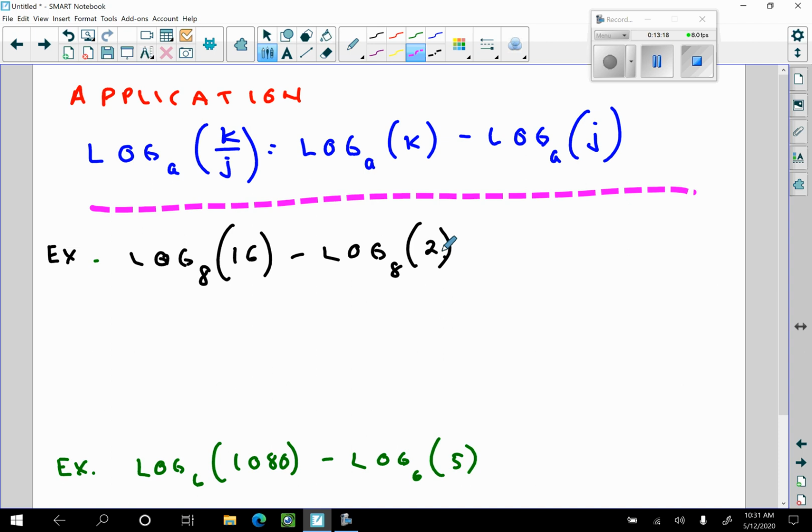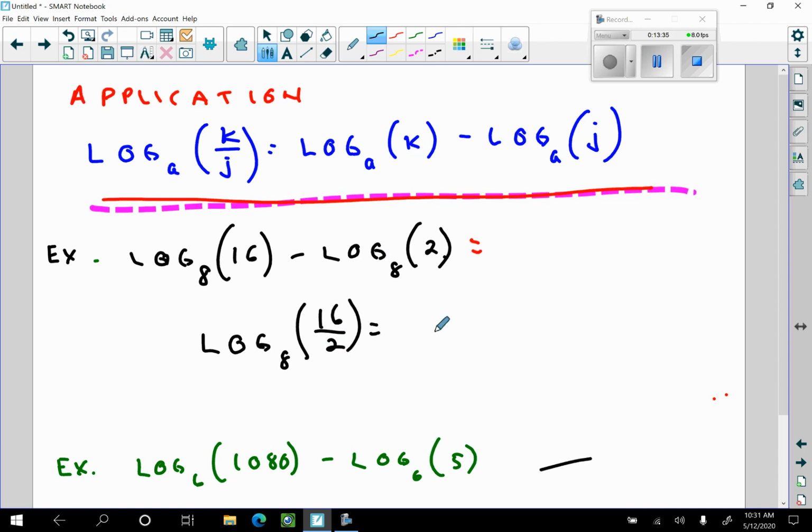Oh, what is that? I don't know. But guess what? I'm going to use this particular property and figure it out. So what is this? This is going to be log base 8 of 16 divided by 2, k divided by j. And what is 16 divided by 2? 8. And what's the log base 8 of 8? That's equal to 1. So you would not have thought that that was 1, but by the quotient property of logarithms, it is indeed 1.